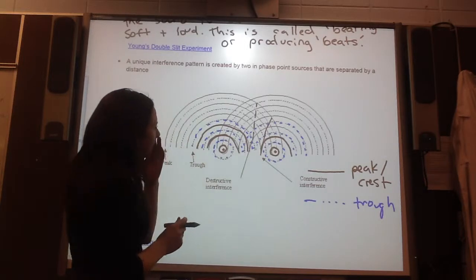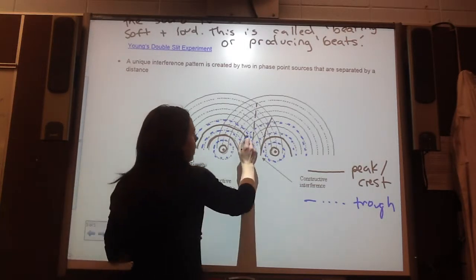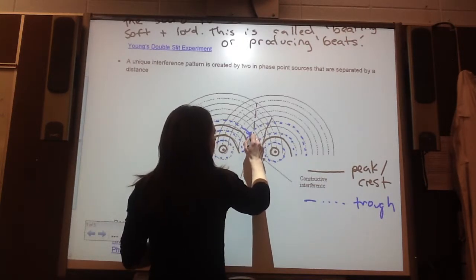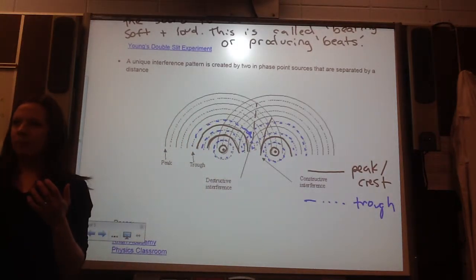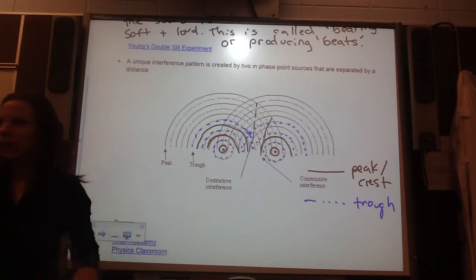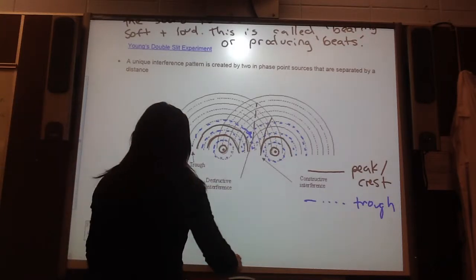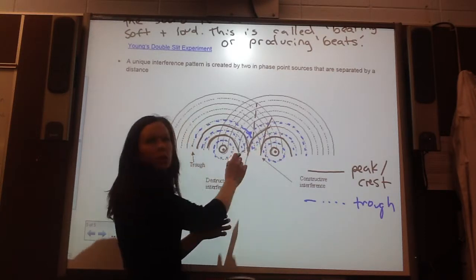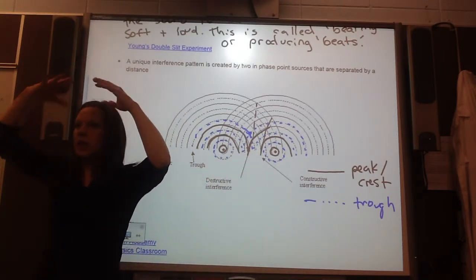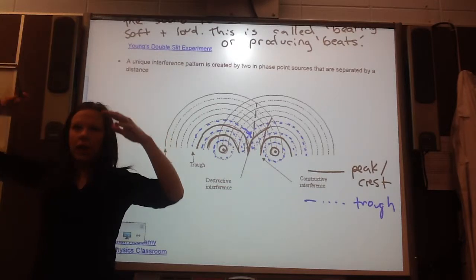So now look here. Everywhere where there's a trough and a trough interacting, what's going to happen? It's going to get bigger, right? Or where there's a crest and a crest interacting, it's going to get bigger. That's going to be constructive interference.